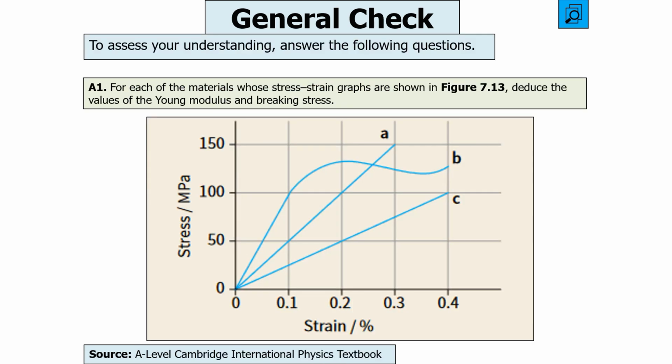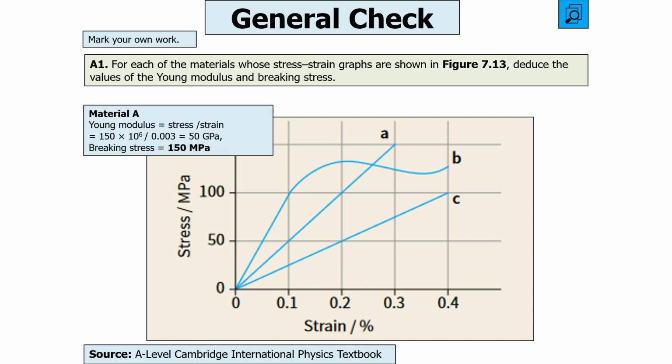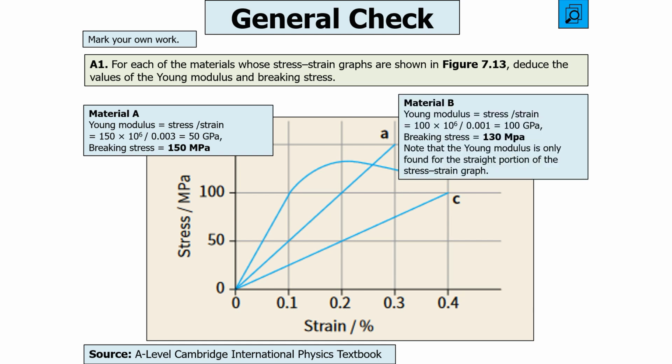The next question says, for each of the materials whose stress strain graphs are shown below, deduce the values of the Young modulus and their breaking stress. So pause the video now, then unpause the video and you'll want to go through your answer. Right, so in a stress strain graph, like we said before, the Young modulus is going to be the gradient of the straight line section. So it's going to be 50 gigapascals for A, and then the breaking stress is the biggest value of stress found on the graph, so the highest value for that line on the y-axis, which is 150 megapascals for A. For B, it's 100 gigapascals for the Young modulus, and the breaking stress is 130 megapascals.